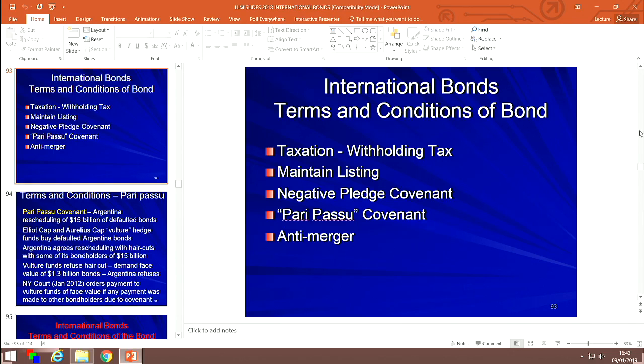Next one down, negative pledge covenant. Now, the negative pledge covenant in a bond issue usually requires the issuer not to create or permit to subsist any security interest, including pledges, hypothecations, mortgages, blah, blah, blah. Subject to exceptions and a cap, obviously, as usual, but this time in relation to any indebtedness of the issuer.